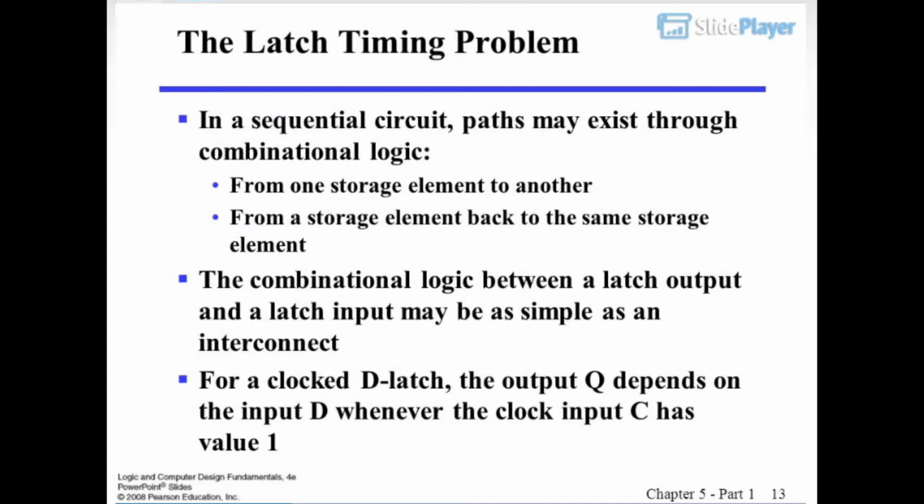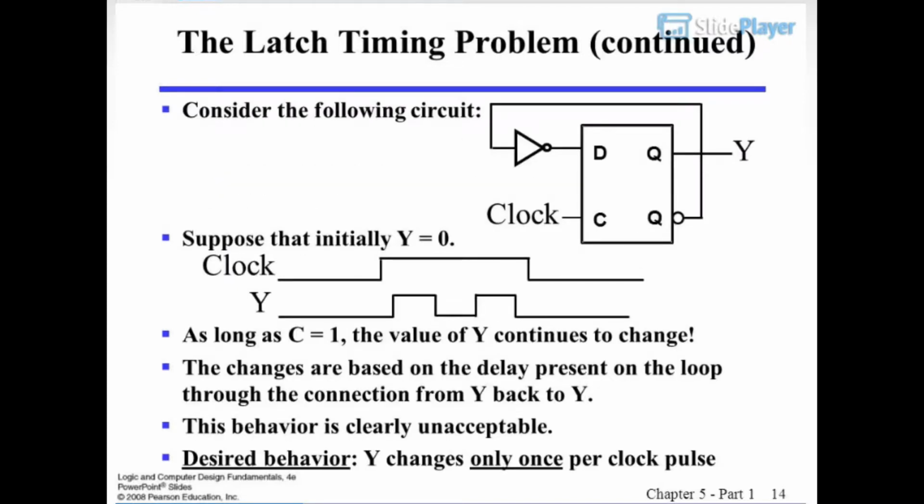The latch timing problem. In a sequential circuit, paths may exist through combinational logic from one storage element to another, or from a storage element back to the same storage element. The combinational logic between a latch output and a latch input may be as simple as an interconnect. For a clocked D latch, the output Q depends on the input D whenever the clock input C has value 1.